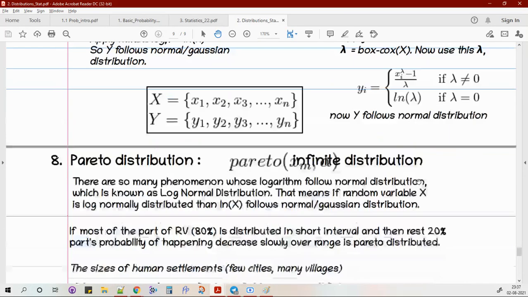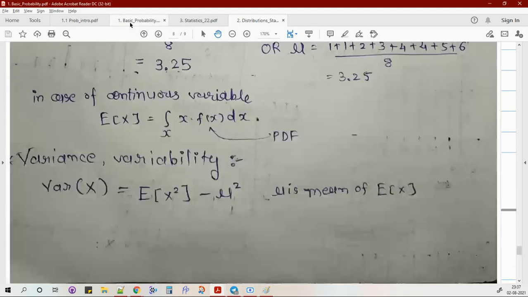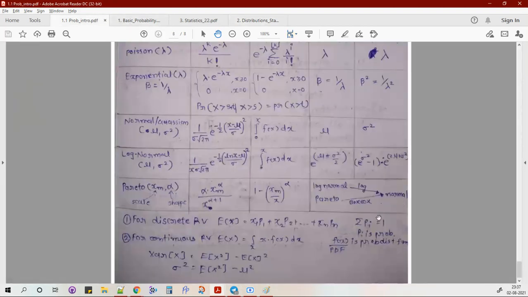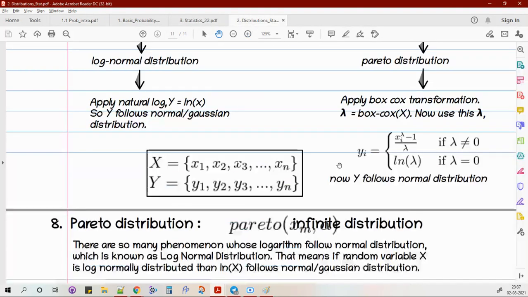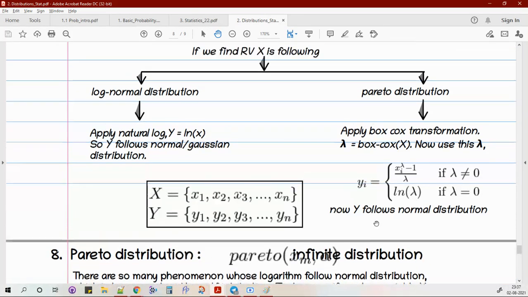Let me check the formula for Box-Cox. It should be ln of x, I remember it; ln of lambda doesn't make any sense. For lambda equal to 0, just take the natural logarithm, or if lambda is not equal to 0, just take x to the power lambda minus 1 divided by lambda. So how to calculate lambda? It is beyond the scope of this, and even I don't know.